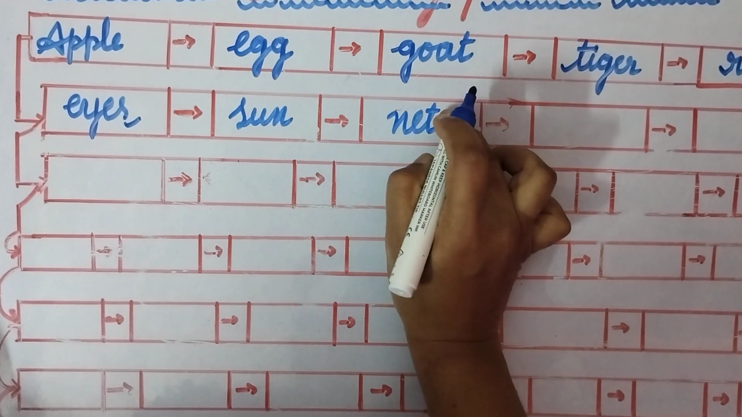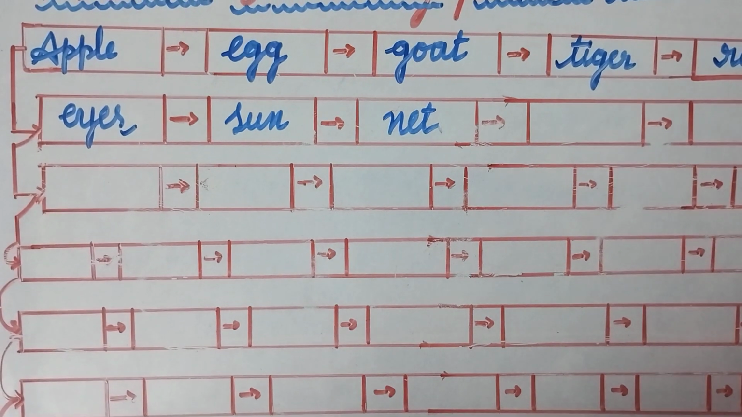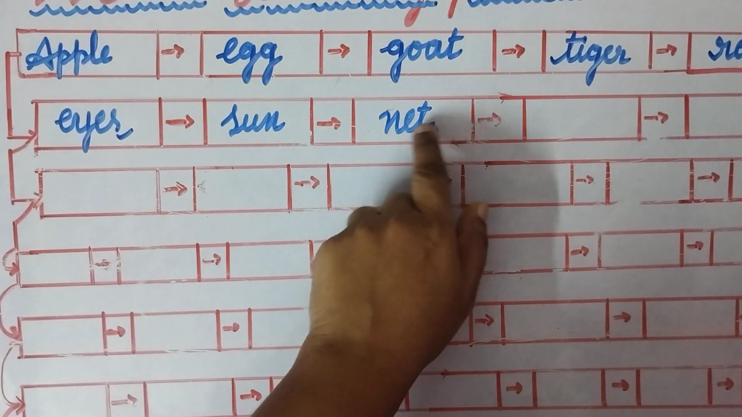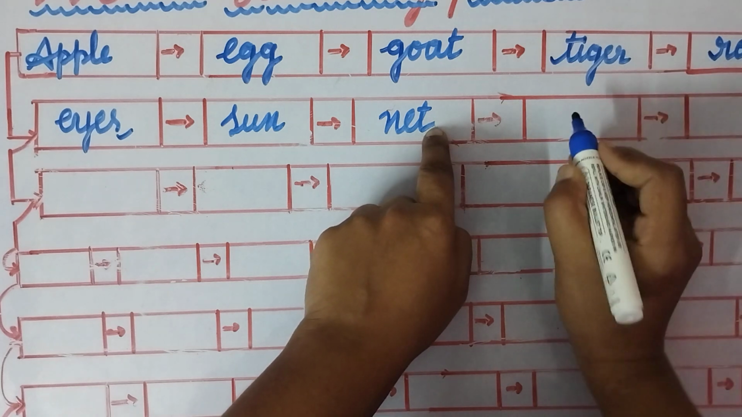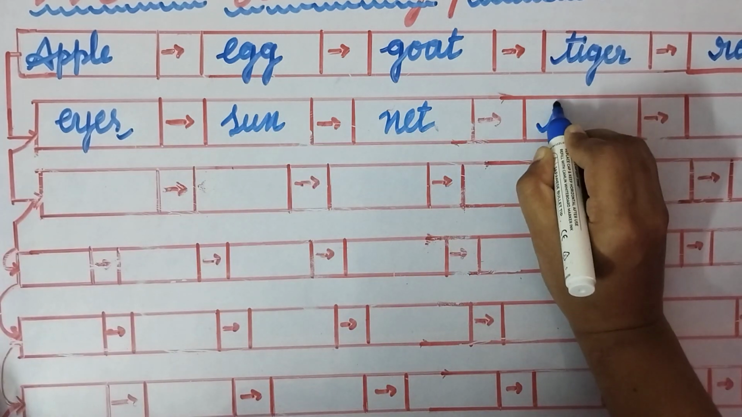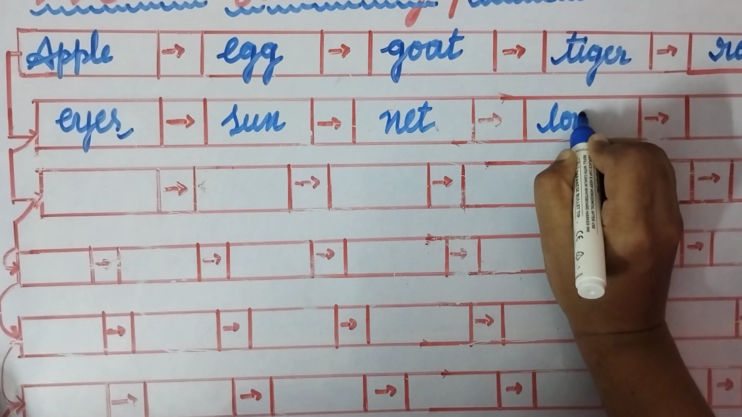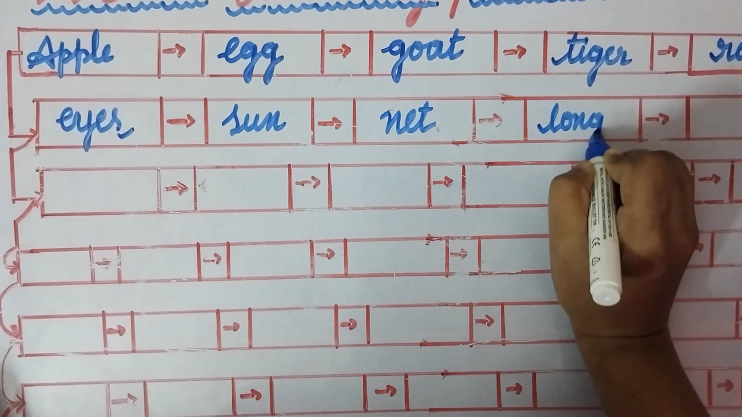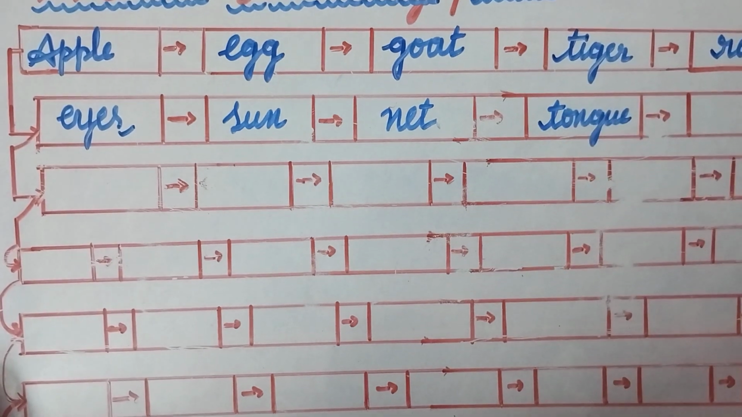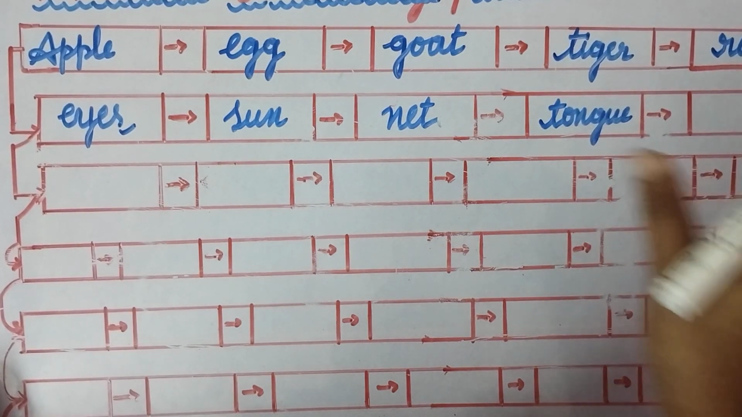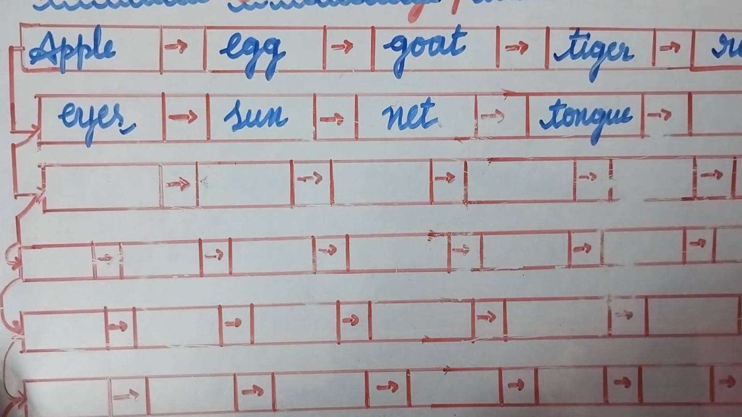N-E-T, net. The last letter is T, so T for tongue, T-O-N-G-U-E. So remember children, when we attend a word building competition of word chain, we must write words whose correct spelling we already know. That type of words only we have to select.